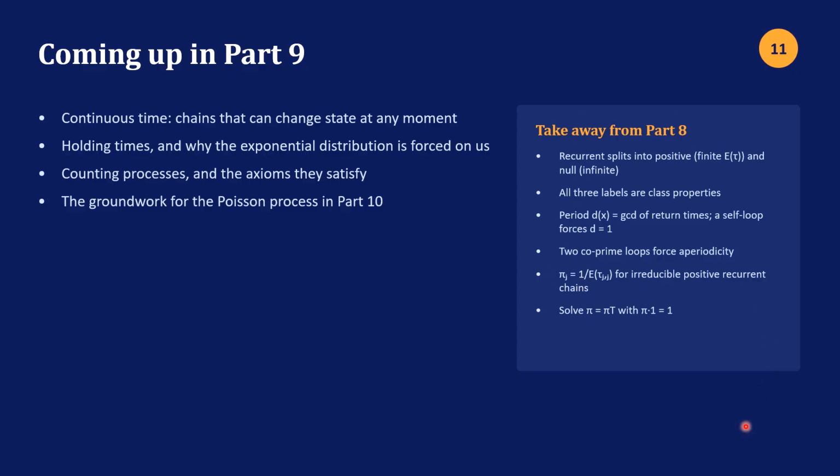Okay, so that was this lesson. Next lesson, part 9, we talk about continuous time. So far, everything has been discrete. We talked about steps, 1 step, 2 steps, and so on. So you can also have continuous time chains, chains that can change state at any moment, holding times, and why the exponential distribution is forced on us. So we'll talk about holding times and counting processes and the axioms they satisfy. And then this sets the groundwork for the Poisson process in part 10.